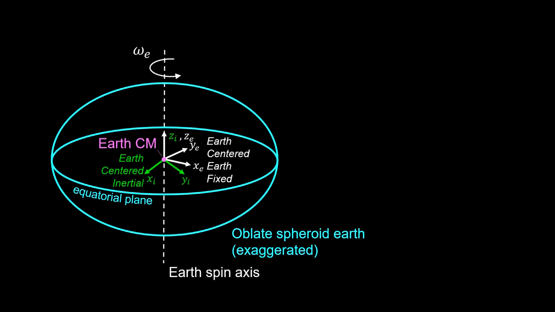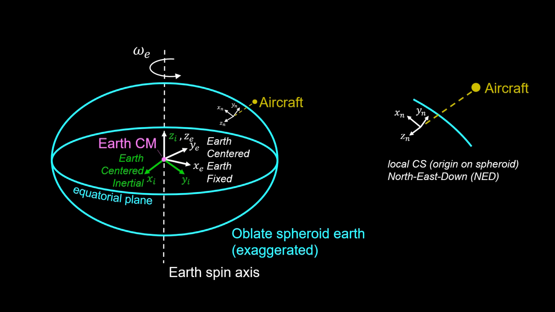Let's introduce another coordinate system with its z-axis normal to the spheroid surface pointed down. Its other axes are aligned in the north and east directions. It's in a plane tangent to the Earth's surface. This is the northeast down coordinate system, denoted with the subscript N. The northeast down coordinate system is local in the sense that it travels with the aircraft. Its origin can be assigned to the aircraft body or to the surface of the Earth as shown here.